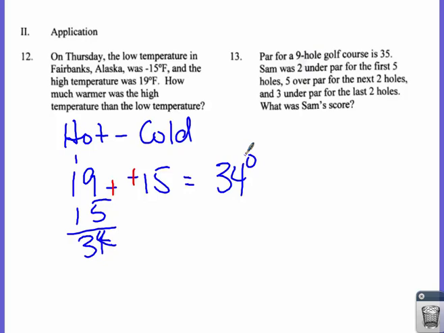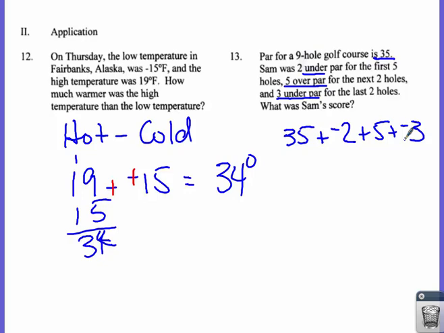Okay, number 13. Par for a 9-hole golf course is 35. Well, as we said in class, the 35 is the number that we start with. And then it says Sam was 2 under par. Well, the under par means that we're going to add a negative number. So add negative 2 for the first 5 holes. 5 over par, which is plus 5 for the next 2 holes, and 3 under par for the last 2 holes. What was Sam's score?